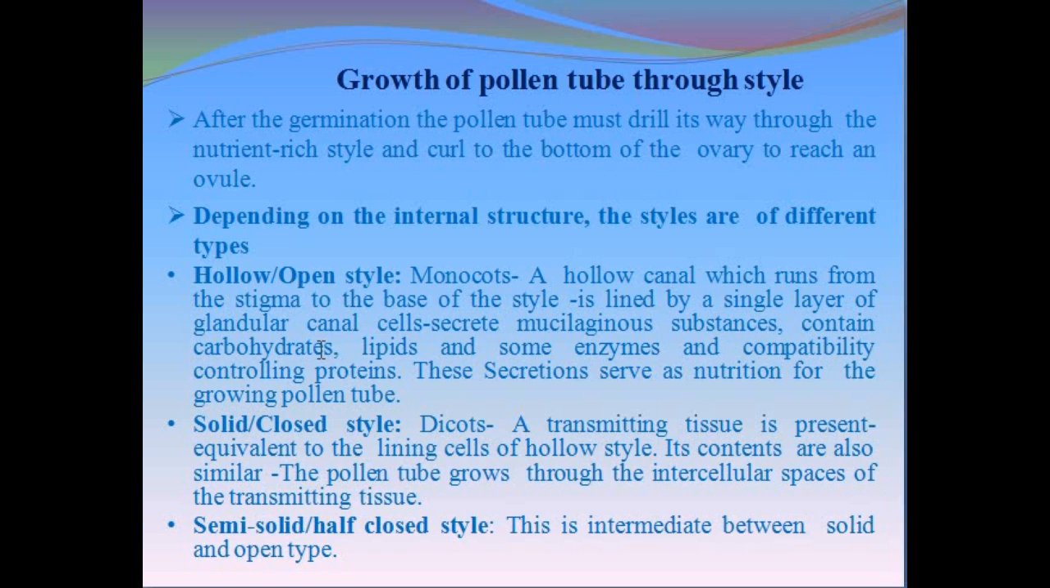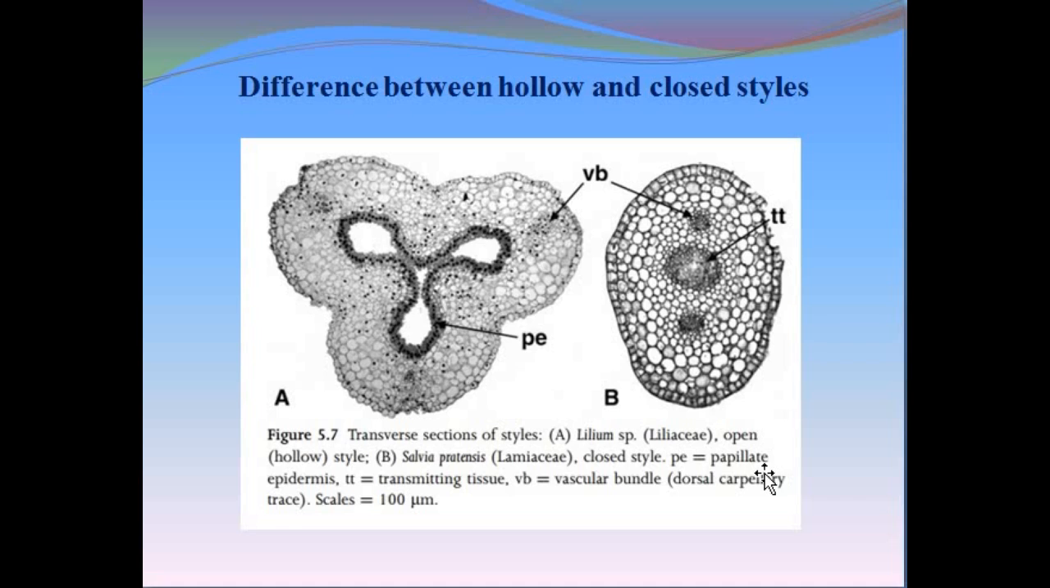The second type of style is called the solid style, which is otherwise known as closed style, which is a characteristic feature of most dicots. Here there is a transmitting tissue which is equivalent to the lining cells of the hollow style. Its contents are also similar to the lining cells, where the pollen tube grows through the intercellular spaces of this transmitting tissue. The third type of style is called semi-solid style, which is otherwise known as half-closed style, which is the intermediate between the solid and open style.